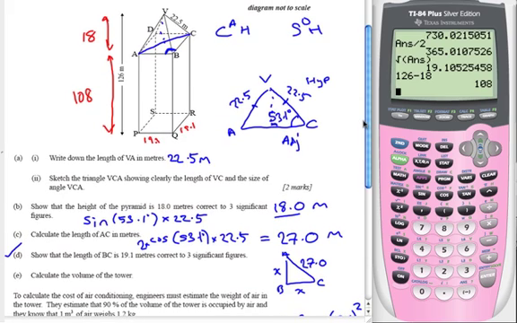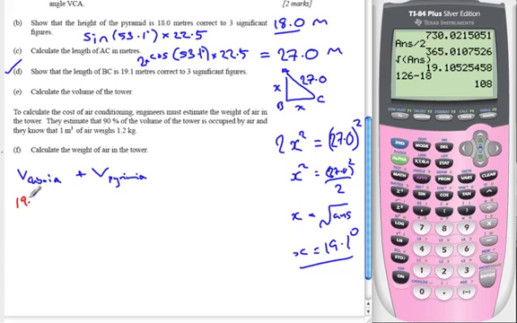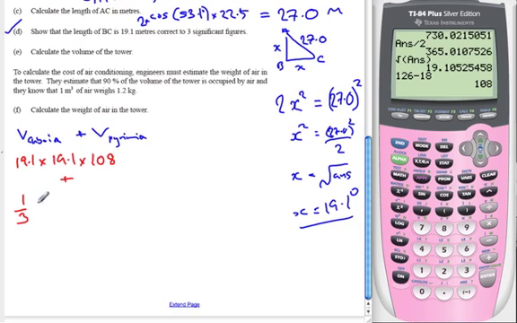So first of all, the cuboid at the bottom, I need height times width times length, so 19.1 times 19.1 times 108. So that's this one, 19.1 times 19.1 times 108. Okay, that's the cuboid. I need to add the pyramid, and the pyramid is given by 1/3 of the base area, which is again 19.1 times 19.1, times the height, which was 18. So I need to add these two bits together, and that is going to give me the total volume.